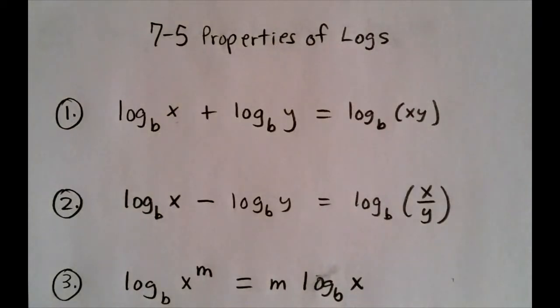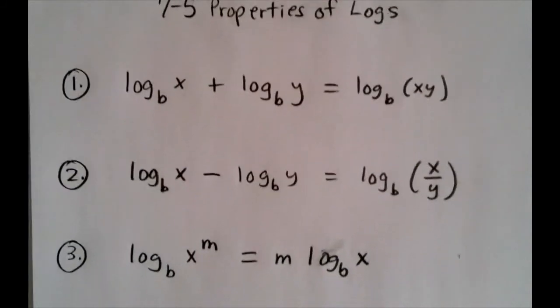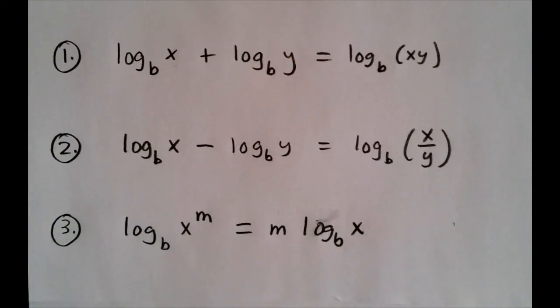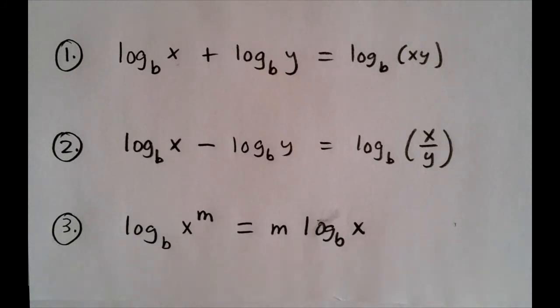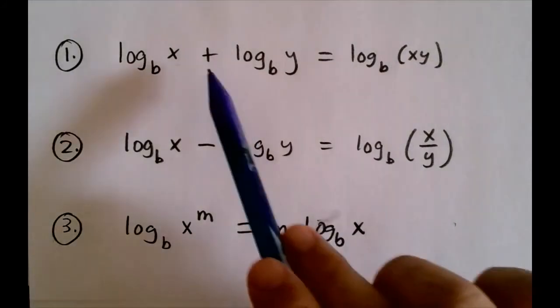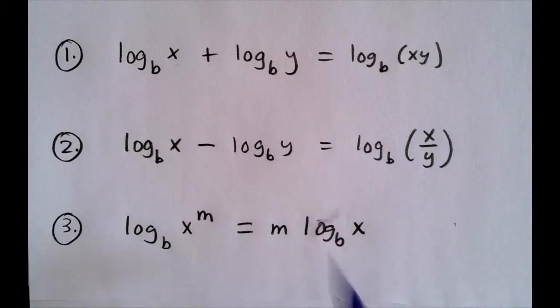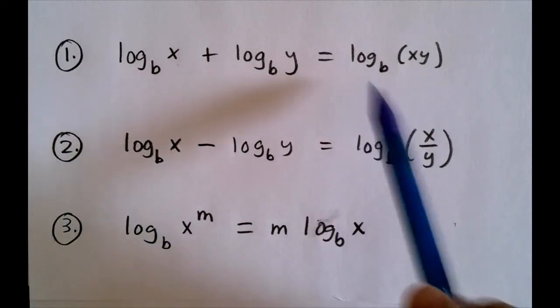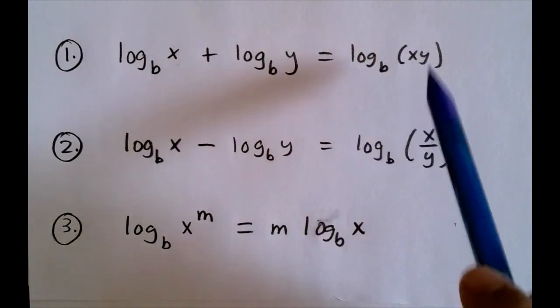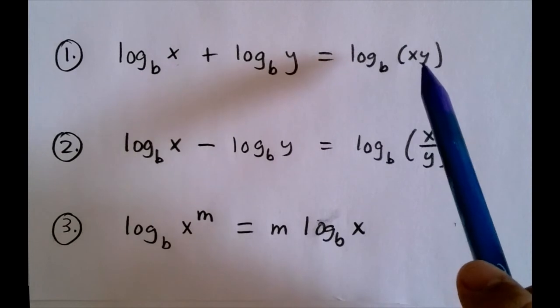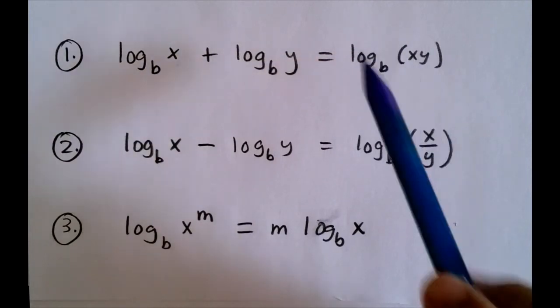So here goes our first try at a video. We're going to do properties of logs. The first property is that the log base b of x plus the log base b of y is equal to the log base b of x times y. So the argument is now multiplied as a single logarithm here.